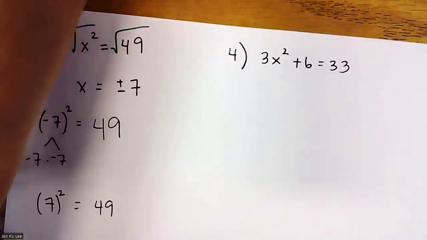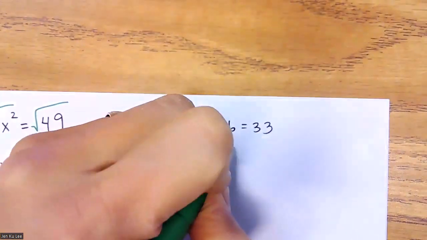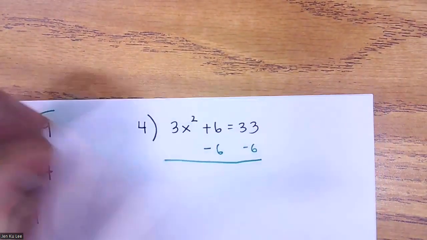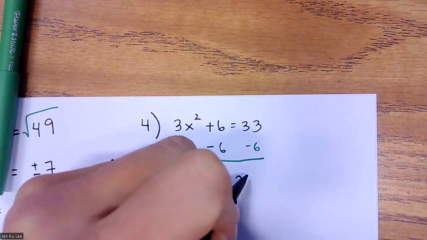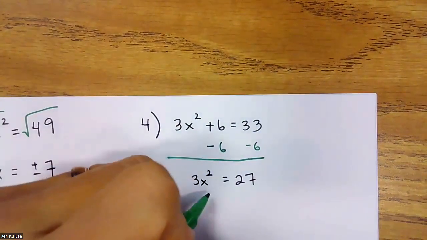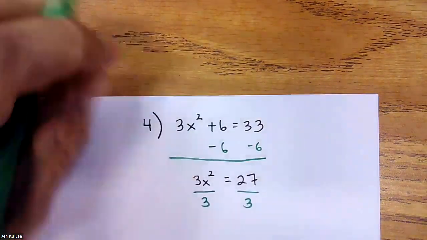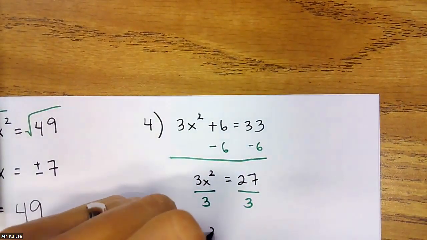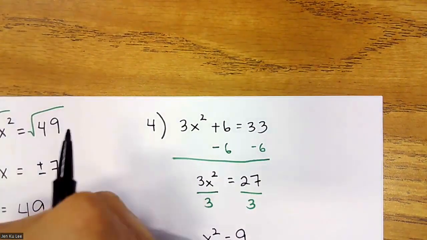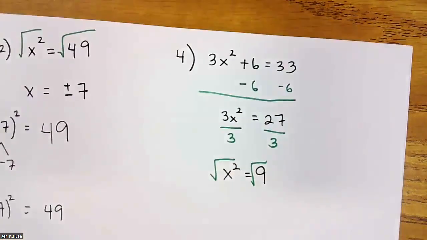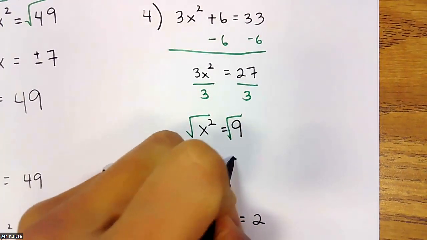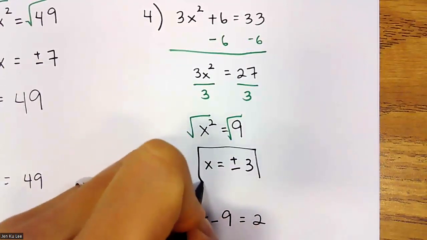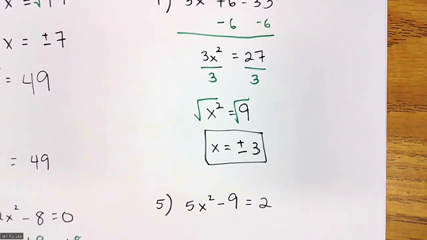Okay, so here we would subtract 6 on both sides first to make that 3x squared equals 27. Divide by 3 on both sides. You get x squared equals 9. Square root both sides to make that x equals plus or minus 3. We do need that plus or minus, so please do not forget that plus or minus.